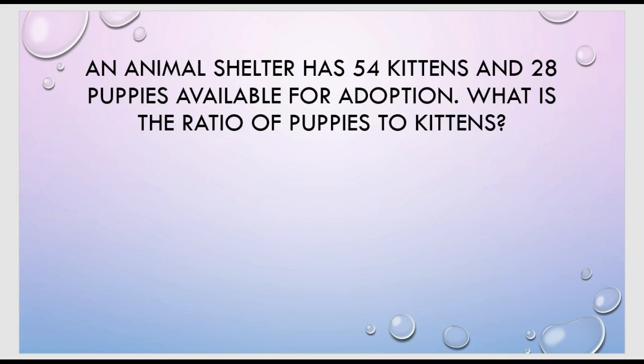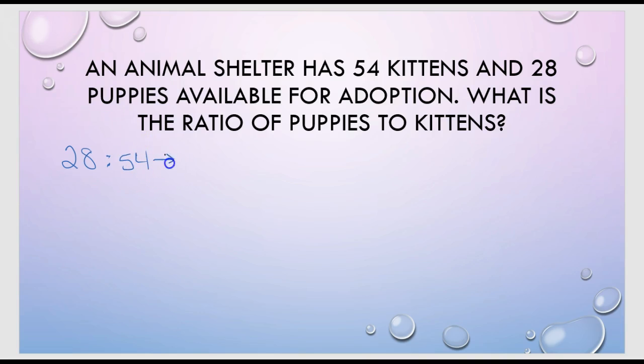An animal shelter has 54 kittens and 28 puppies available for adoption. What is the ratio of puppies to kittens? So what we're going to start with is, again, ratio of puppies to kittens. So I have to figure out how many puppies we have first. And there are 28 puppies. And the number of kittens are 54.